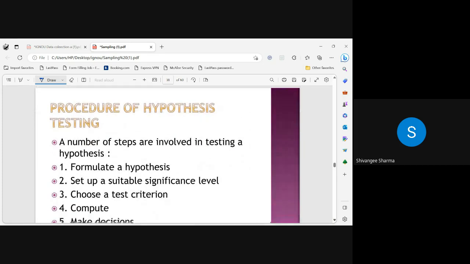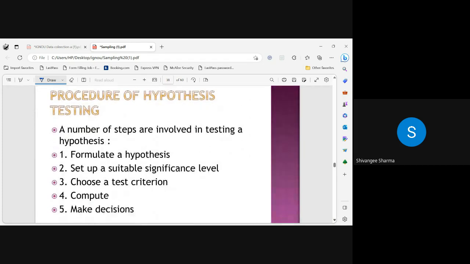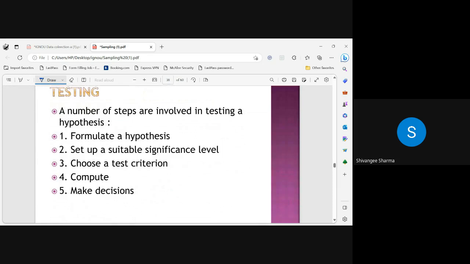The next thing, procedure for hypothesis testing: how to choose a hypothesis, what are hypotheses, what are type 1 and type 2 errors, how these hypotheses can be tested. All this I will be continuing in the next lecture.